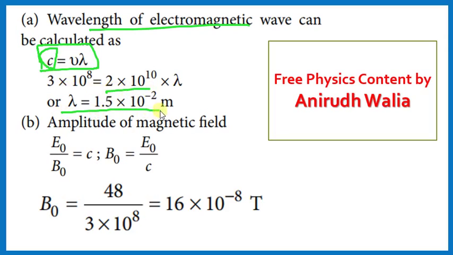Lambda we can calculate as 1.5 × 10^-2 meter. In the second part, the amplitude of the magnetic field is E naught upon B naught, which is C. I have taken this expression in the previous numericals also. You can easily calculate B naught, which is E naught by C. E naught is given as 48 divided by 3 × 10^8. Then B naught comes out to be 16 × 10^-8 Tesla.